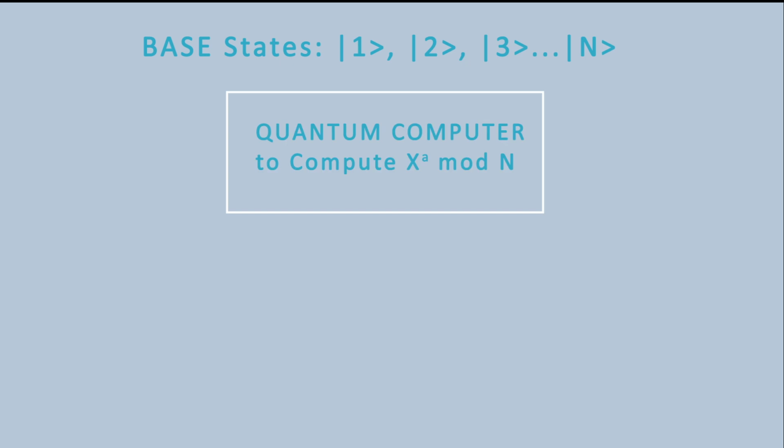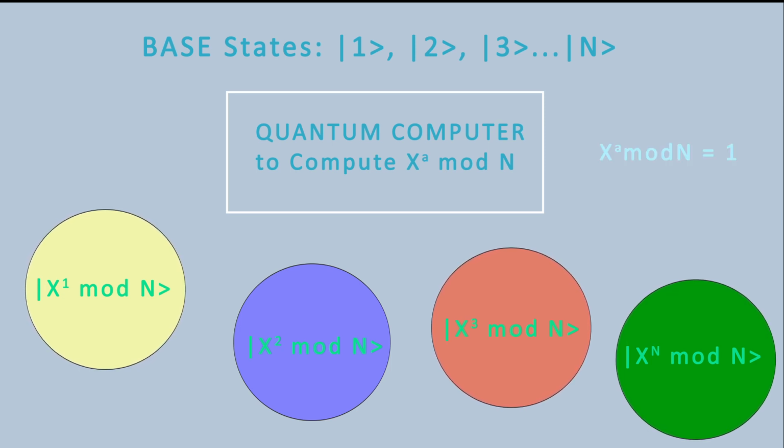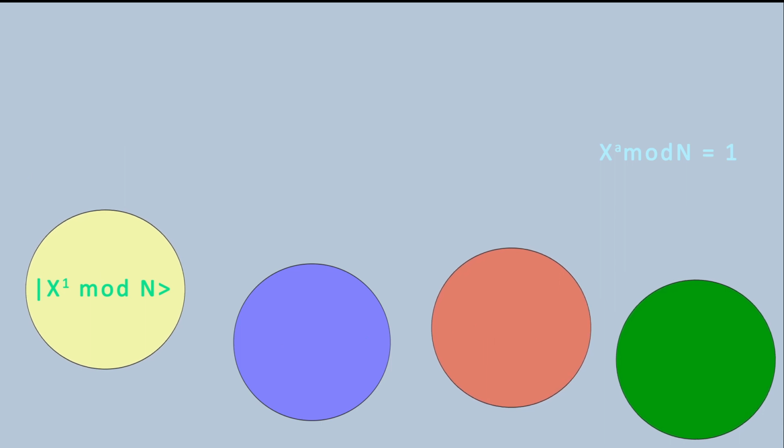Now we set up a quantum computer with basic states a equals 1, 2, 3 and so on till n. Then we compute x^a mod n, where a is the basic state. To find the period, we need to find the smallest a, which returns 1 with x^a mod n. We can see that if the period of x is p, the frequency is 1/p, and the best way to find the frequency of things is a quantum Fourier transform.